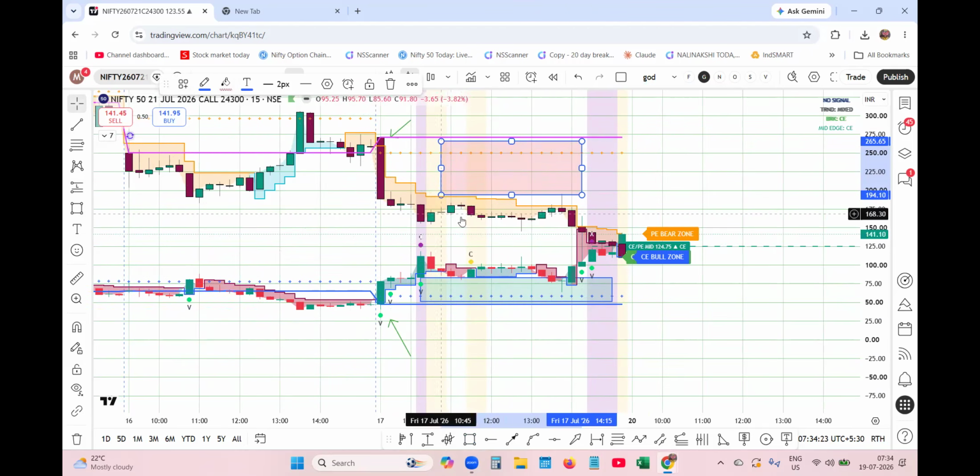So put is coming down. That clearly indicates that the Nifty underlying is going up, right? Divergence is nothing but the call minus put. This is the level. This is the divergence, what is happening.